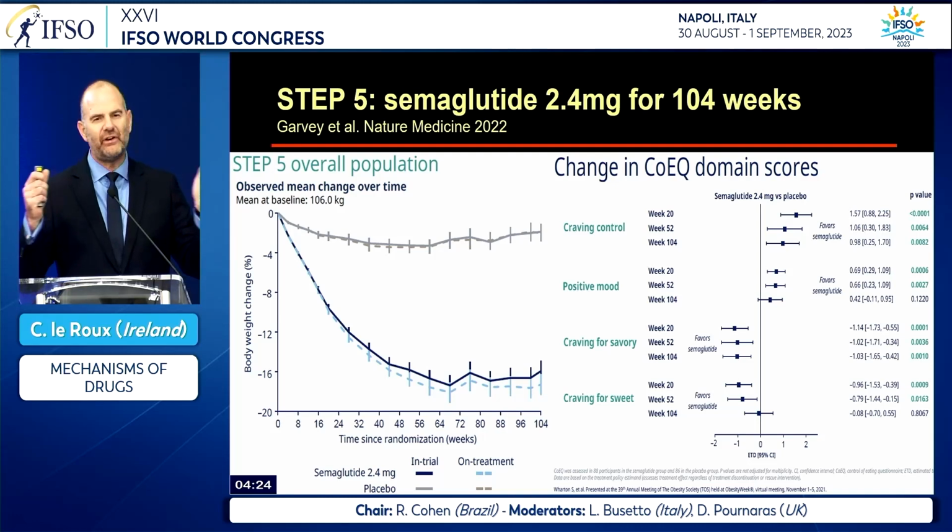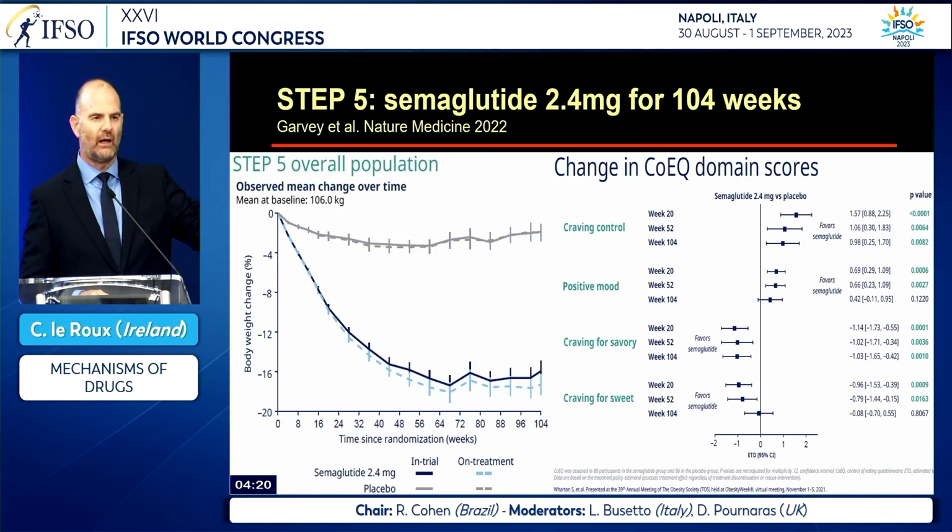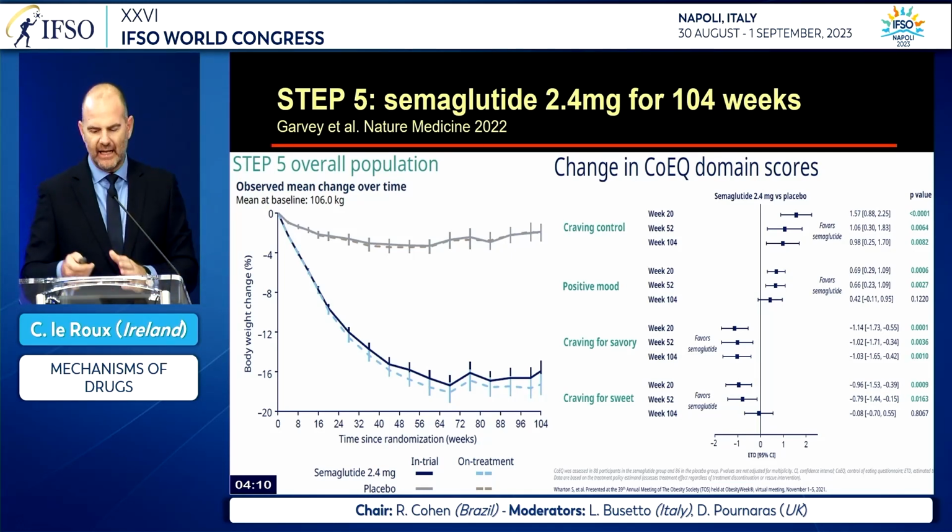The body has very few levers it can pull. One of the levers is to make you feel more satisfied. The second is to make you feel less hungry. And that's exactly what happens en route in phase 1 when you're treating the disease of obesity. And you can see that certainly at week 20 and week 52.